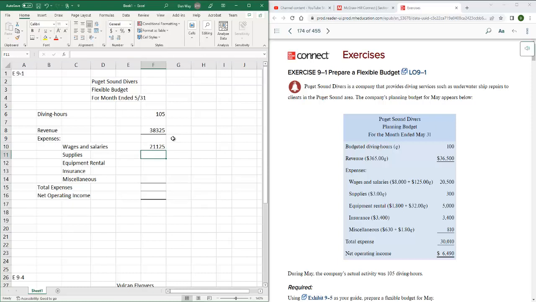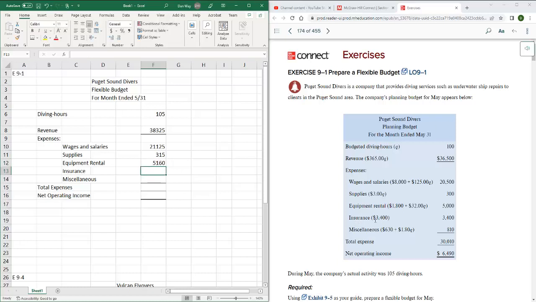Similar idea for our other expenses here. Supplies was $3 per diving hour, and that's a truly variable cost, moves in direct proportion to changes in activity. So when we flex that, we've got $3 times 105 actual diving hours. Equipment rental, that looks like it's mixed, right? We've got a fixed component here of $1,800 plus the $32 per diving hour, again times the 105 actual hours.